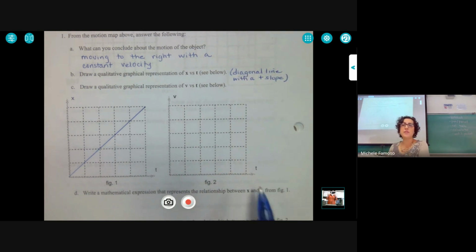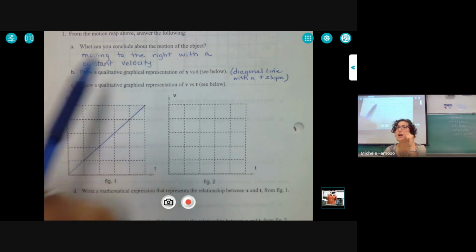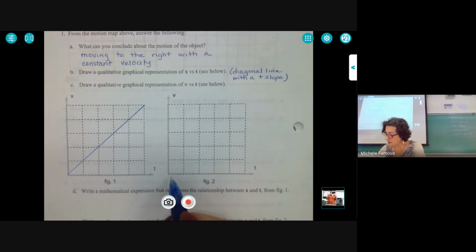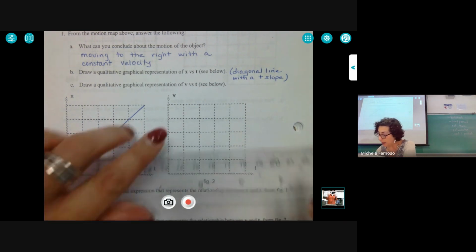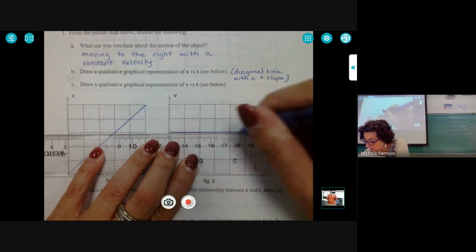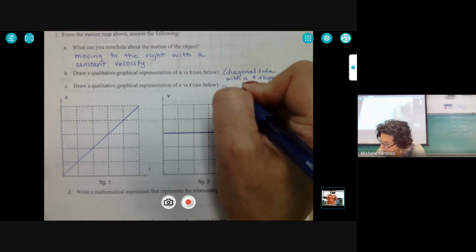All right, what would the velocity time graph look like for this type of motion? Again, no numbers. You're traveling to the right with a constant velocity. There you go, a horizontal line above the time axis. Here's the time axis. Pick a value, I don't care what. There's no numbers. It's got to be a horizontal line above the time axis.